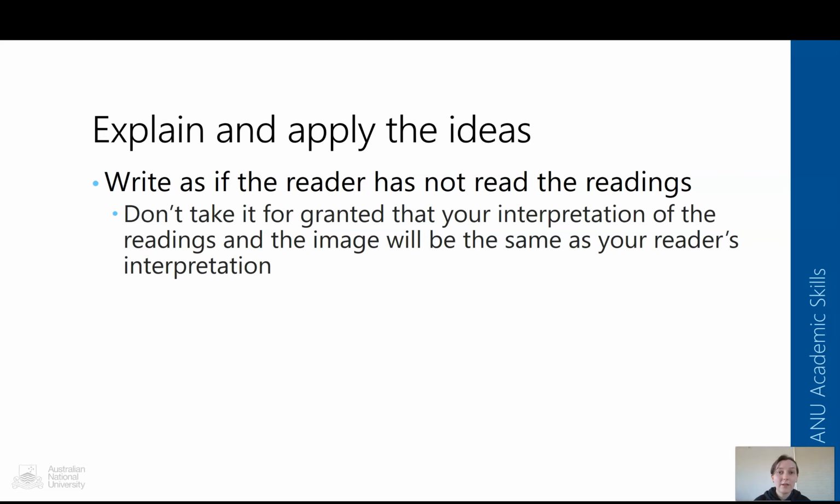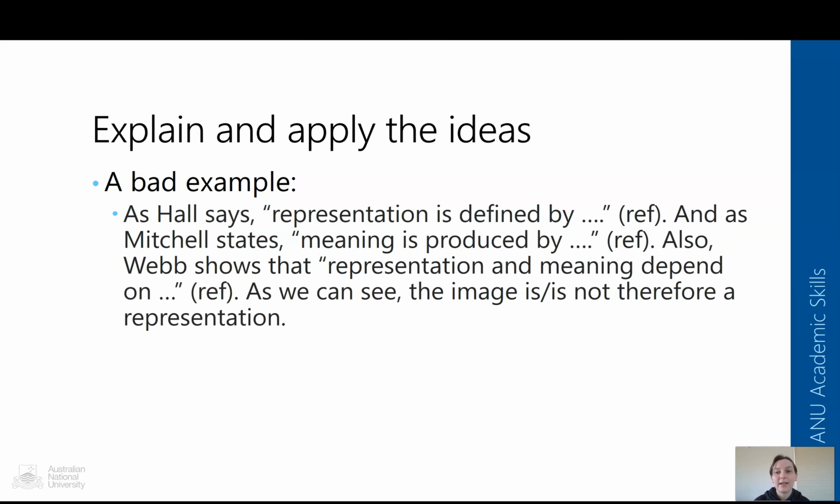Now, somebody reading your work might have a completely different interpretation of what the sources say. They might have a completely different definition of what representation is. So, write as if the reader has not actually read the readings.